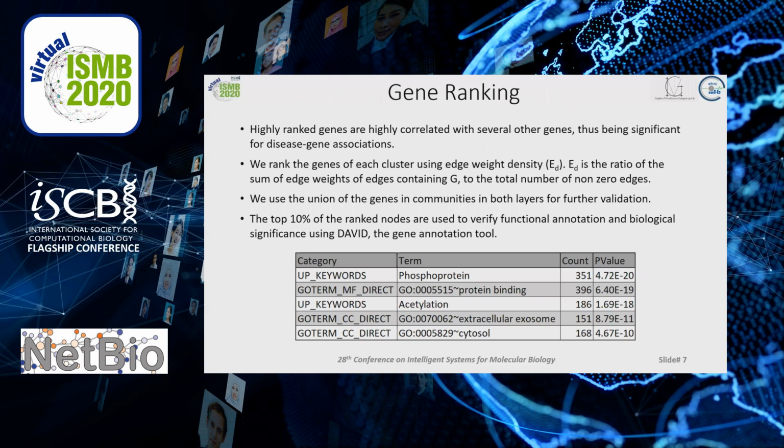We ranked the genes of each cluster using edge weight density value. Edge weight density of a gene is the ratio of the sum of edge weights of edges containing that gene to the total number of non-zero edges. We use the union of the genes in communities of both layers to validate. The top 10% of the ranked nodes are used to verify functional annotation and biological significance using a gene annotation tool, DAVID. As shown in this table, our method is successful in identifying significant genes of lung carcinoma.